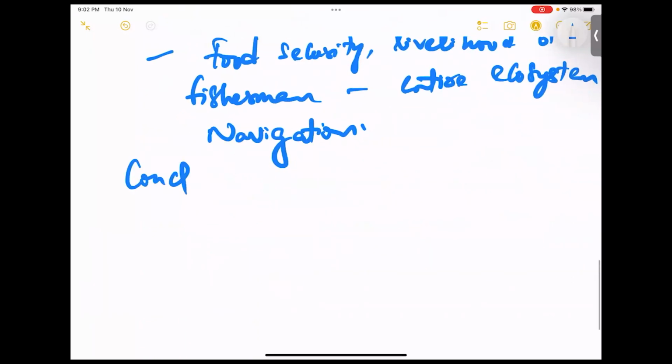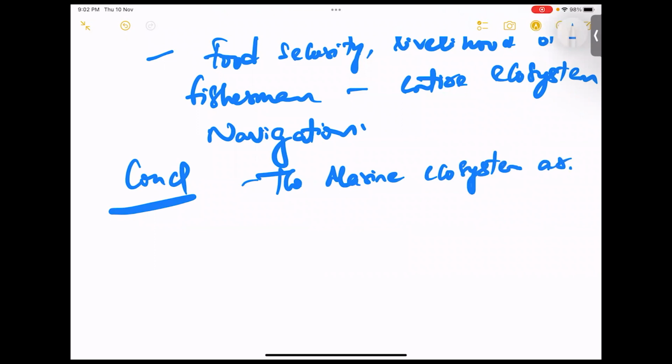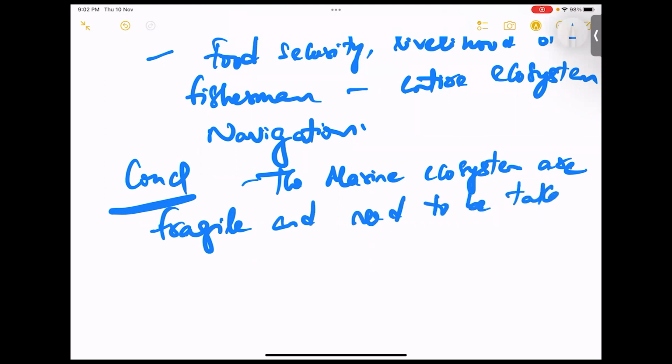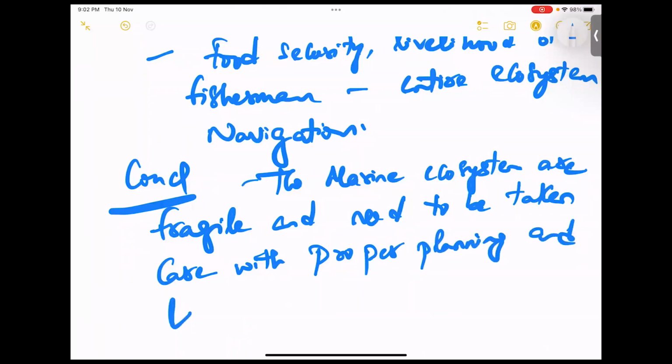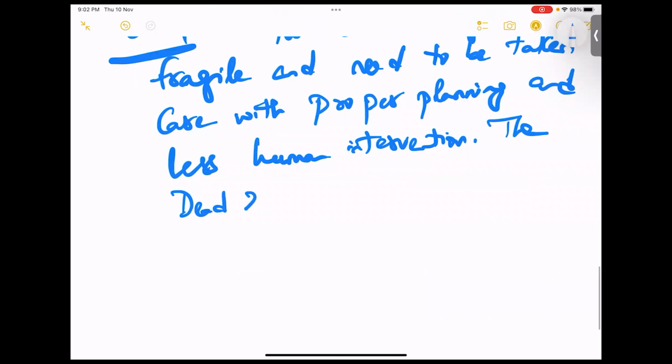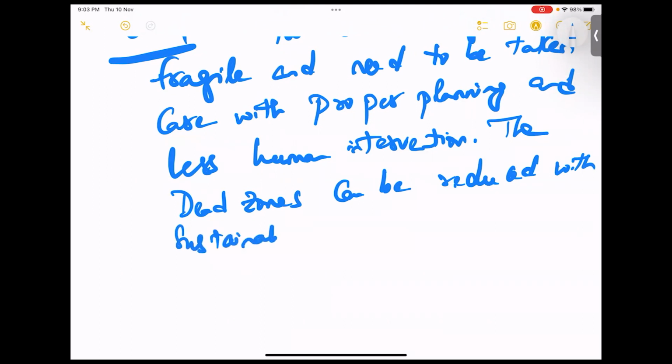The conclusion is the marine ecosystems are fragile and need to be taken care of with proper planning and less human intervention. The dead zones can be reduced with sustainable action plans. Okay.